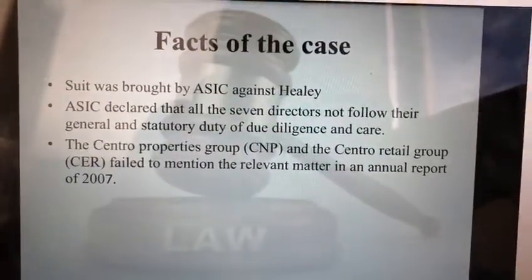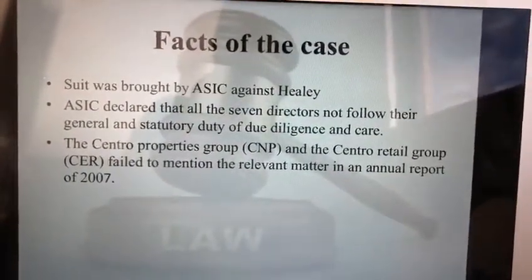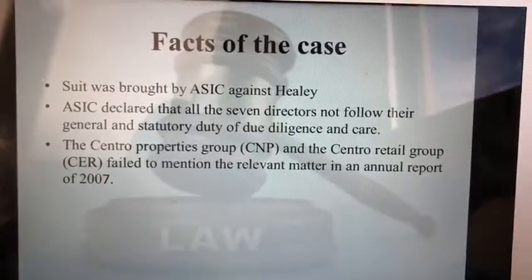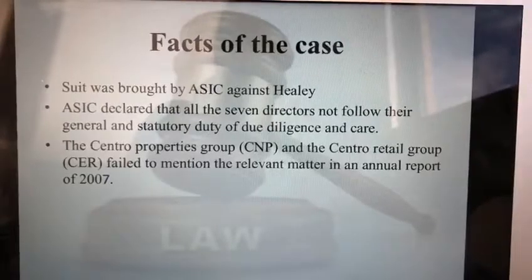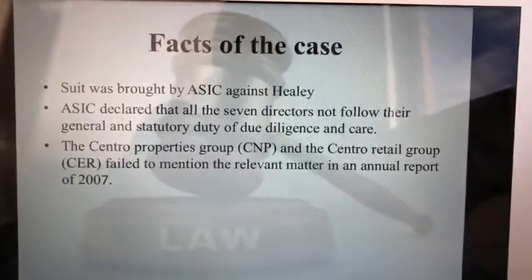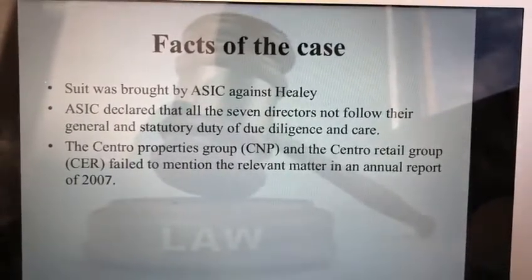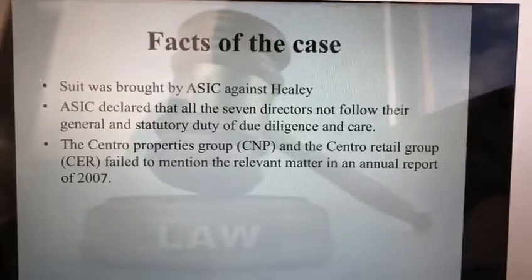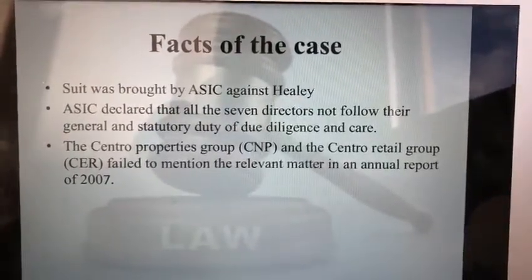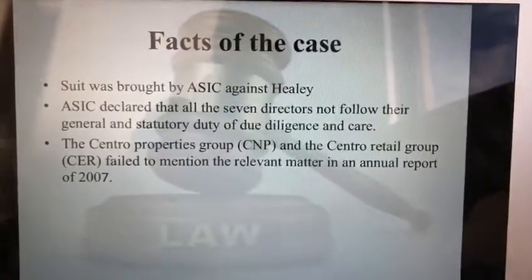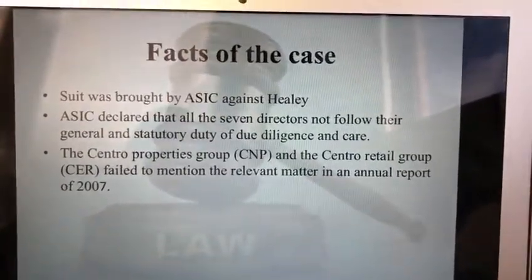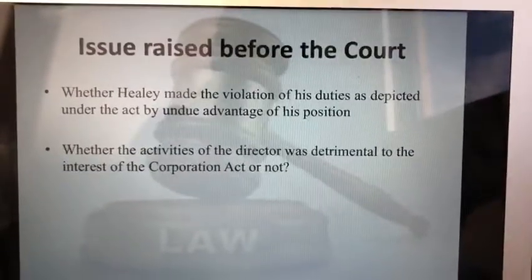The facts of the case were that a suit was brought by ASIC against Healy. ASIC declared that all the 7 directors did not follow their general and statutory duty of due diligence and care. The Centro Properties Group and the Centro Retail Group failed to mention the relevant matter in an annual report of 2007.